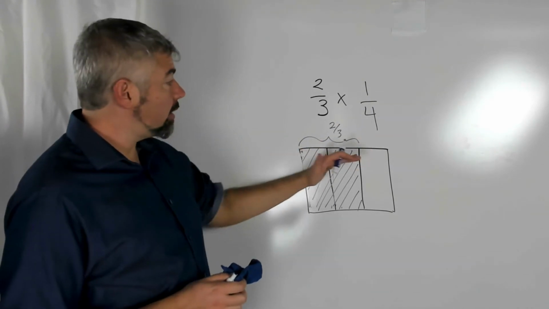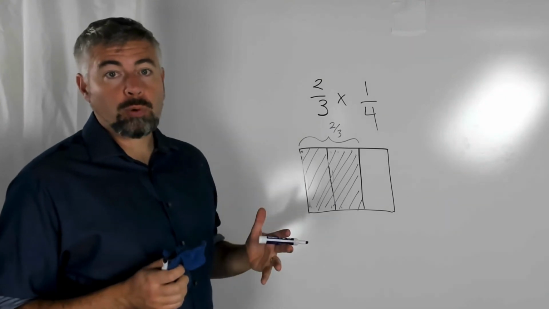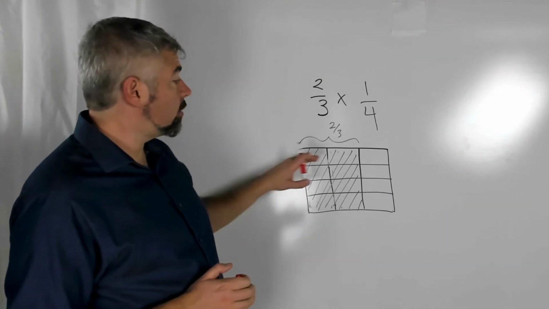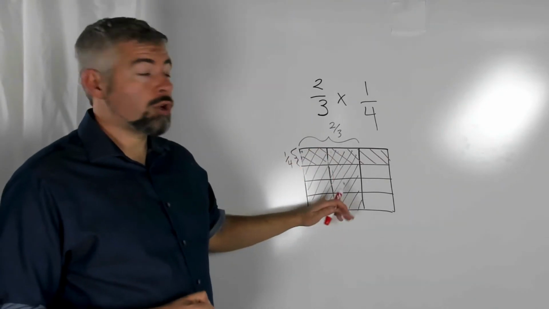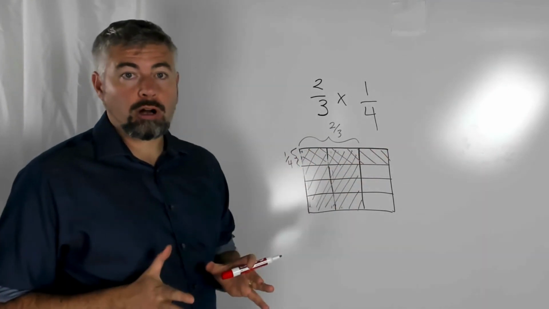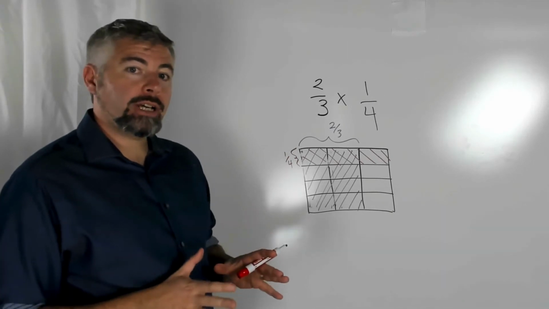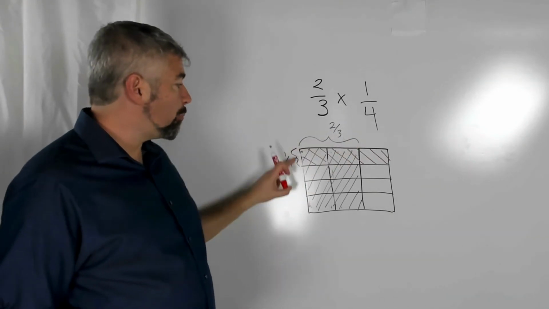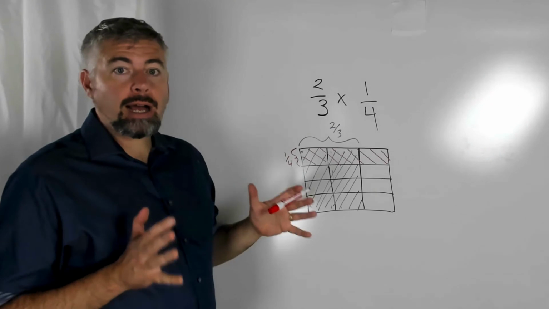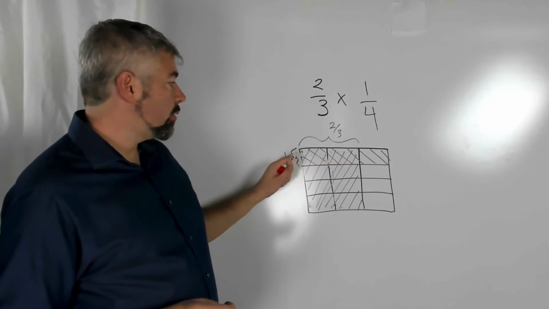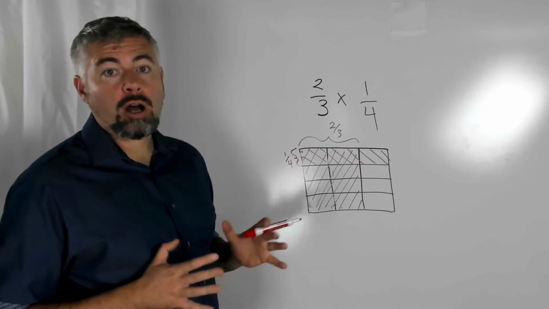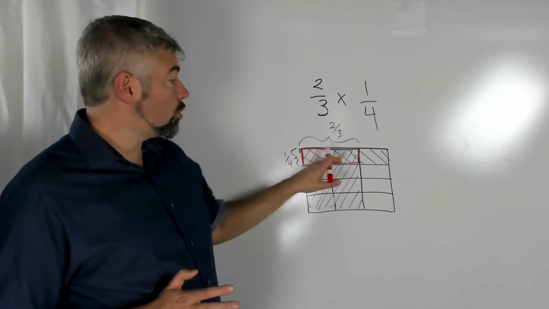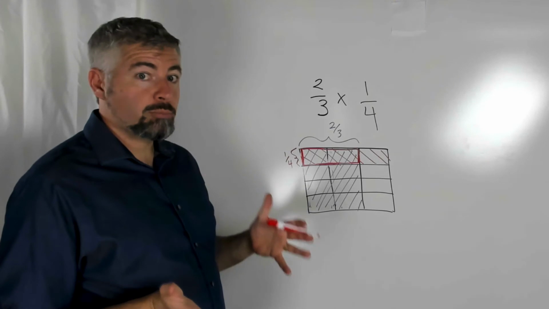Next, I'm going to cut the other direction into fourths, and I'm going to shade in 1/4. So now I have 2/3 going down, 1/4 going across, and to find the area 2/3 by 1/4, I look for the overlap. 2/3 of 1/4, or 1/4 of 2/3. So 2 of these boxes are shaded in both colors.